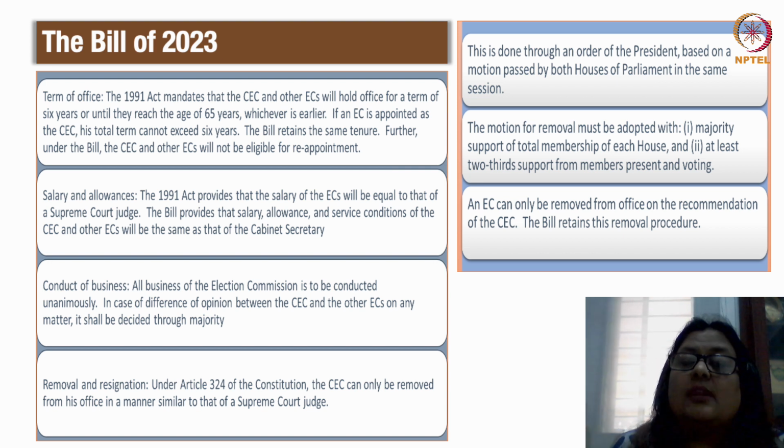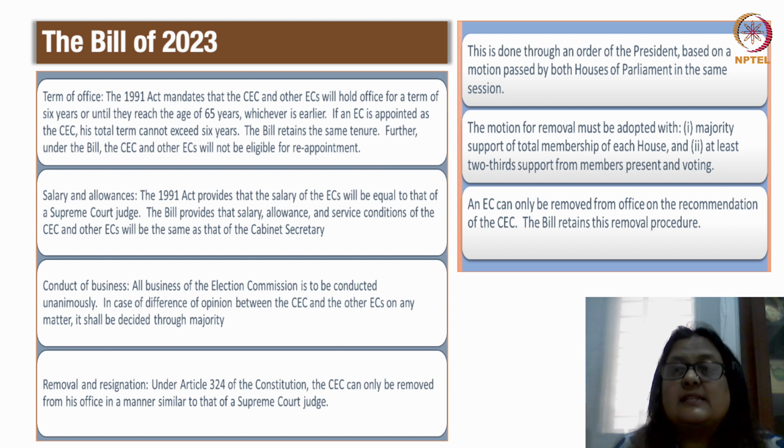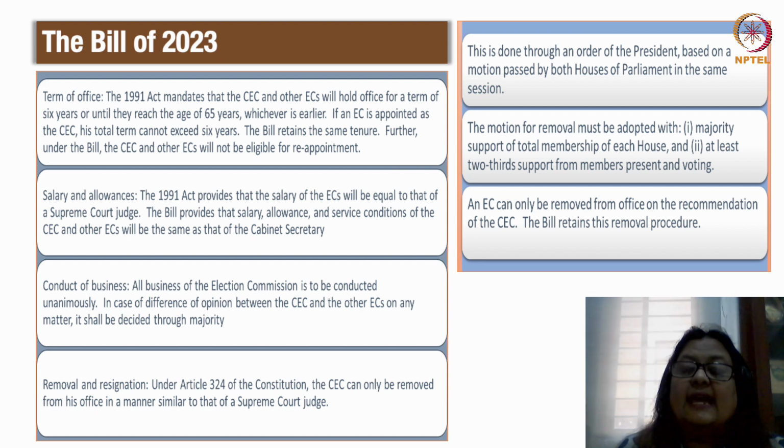So, this is done through the order of the President based on the motion passed by both houses of Parliament in the same session. The motion of removal must be adopted with the majority of the total membership of each house, and at least 2/3 support from members present and voting. This is the same procedure as for the removal of a Supreme Court judge, and it applies to the chief election commissioner. Now, the election commissioner can be removed from office on the recommendation of the CEC. So, this bill retains the same provision.